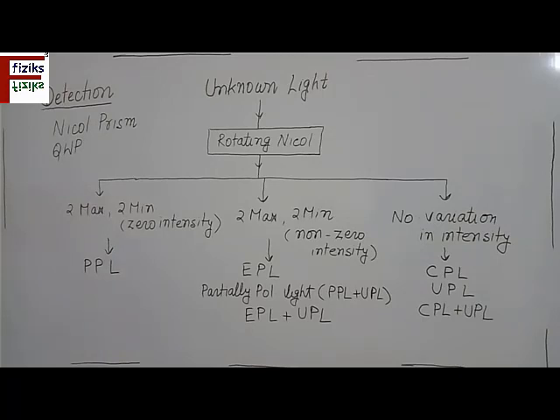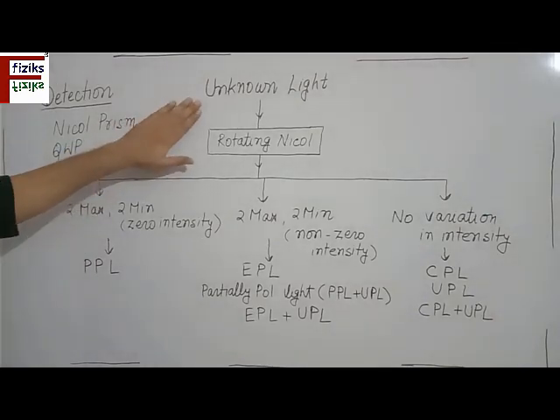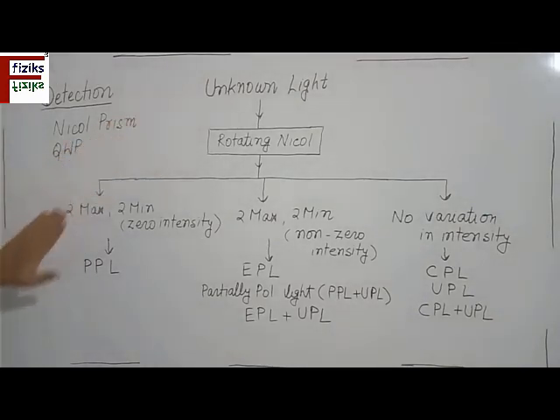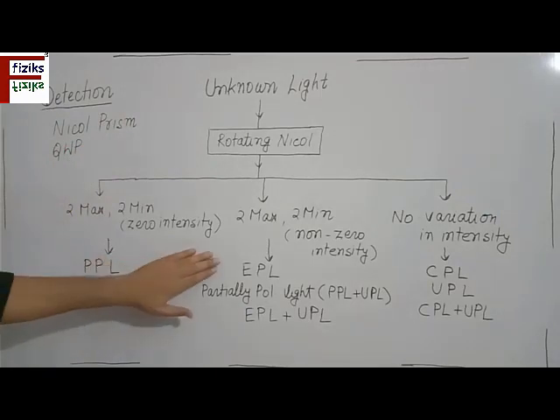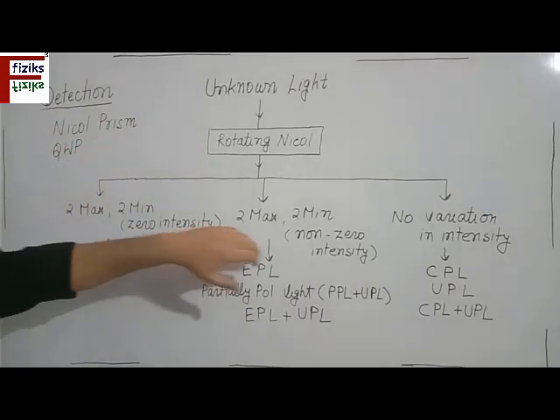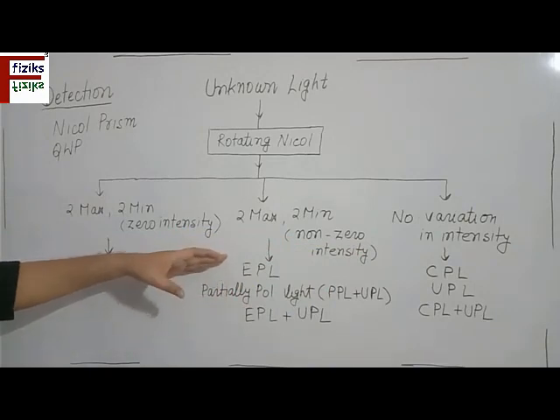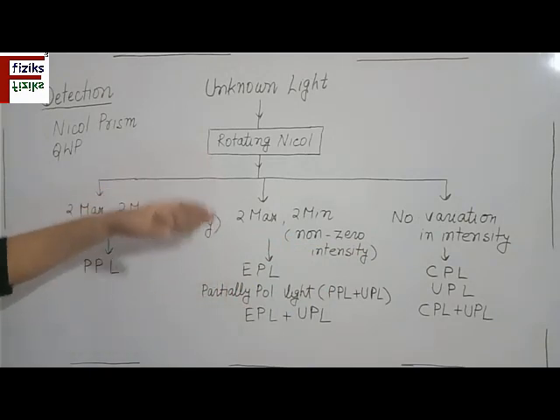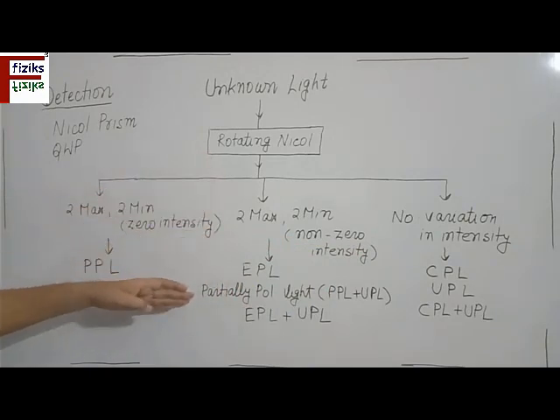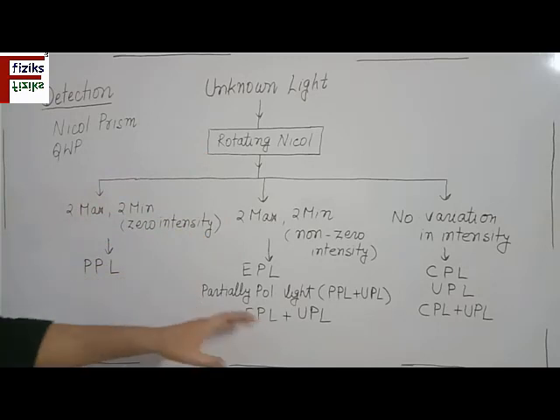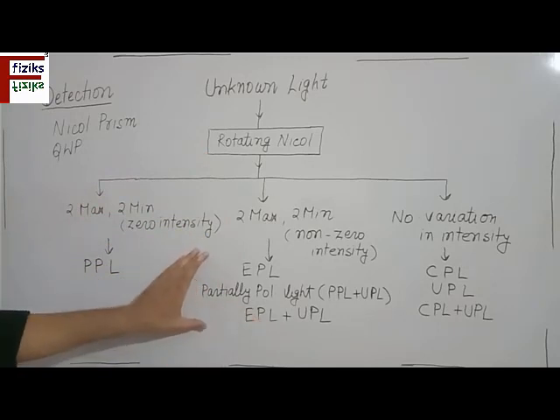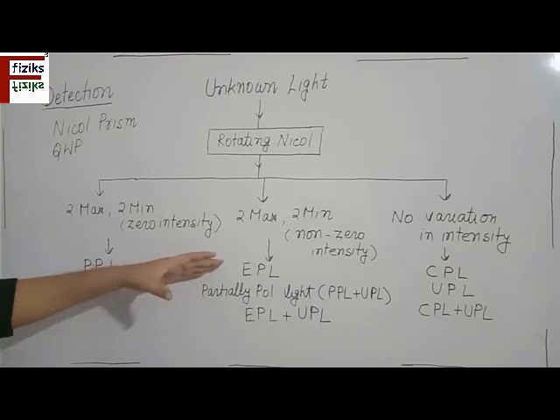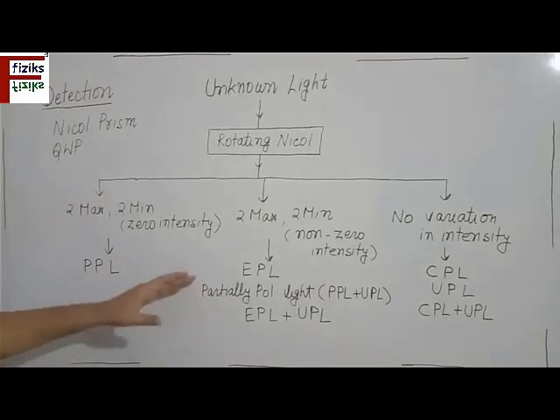So in this case, there is no problem. We are sure here that the given light is plane polarized light. So the unknown light is plane polarized light. But in these two cases, we have to find out whether this is EPL, partially polarized light, or EPL plus UPL. So we have to find a procedure with the help of which we can distinguish between these three options.